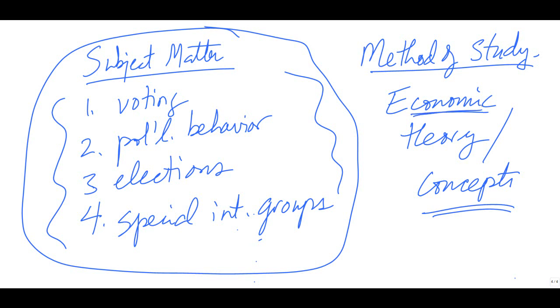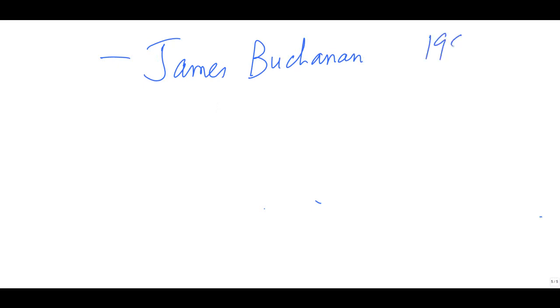Now, let me mention some large names in public choice, and some of the ones that we're going to be talking about in our set of lectures in Econ 411. One is James Buchanan. James Buchanan was an economist. He won the Nobel Prize in 1986. He had a co-author on a very famous book in public choice. His co-author was Gordon Tullock.